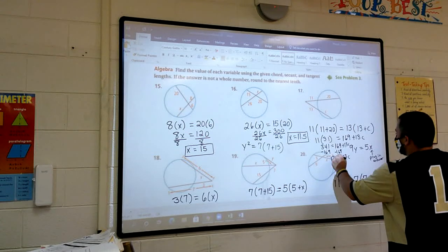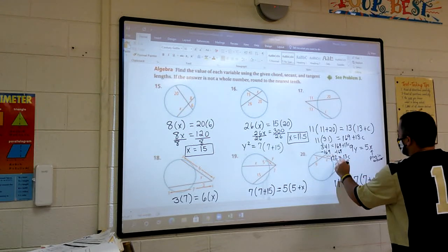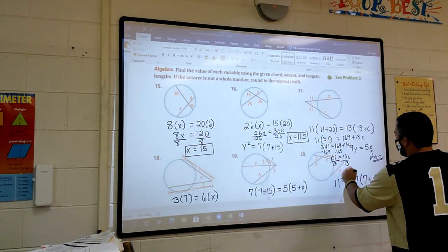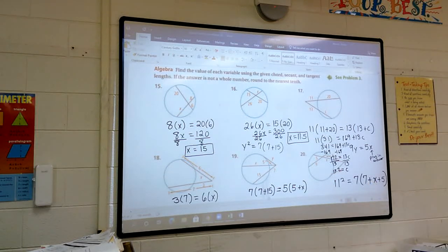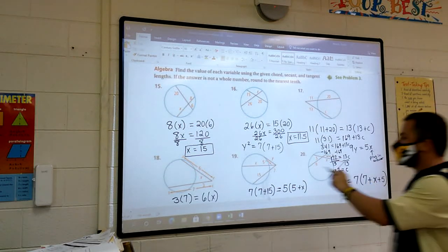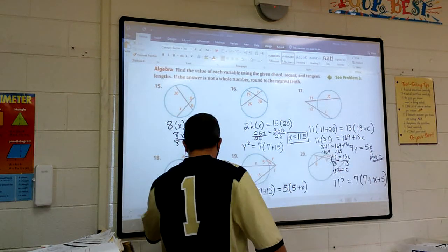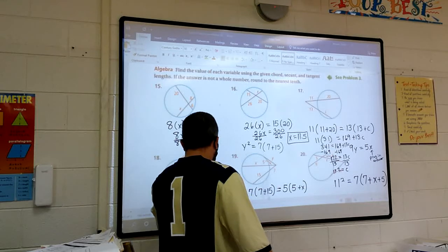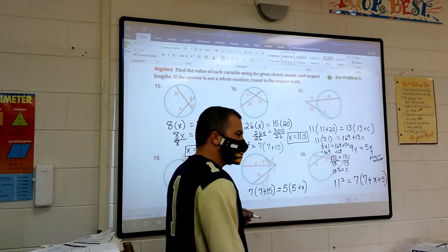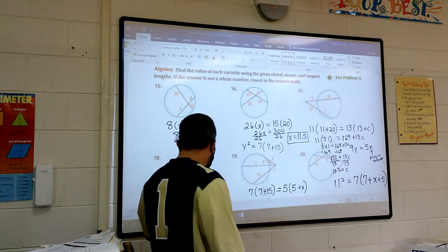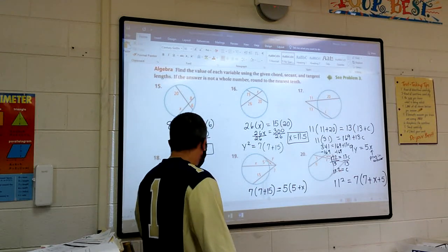And then when I divide by 13, I should get like 13.2. Okay, I know that was a lot right there. Down here, 3 times 7, this is an easy one, 21 equals 6x. So then I just divide by 6. So x equals 21 divided by 6 is 3.5. So I just get 3.5.